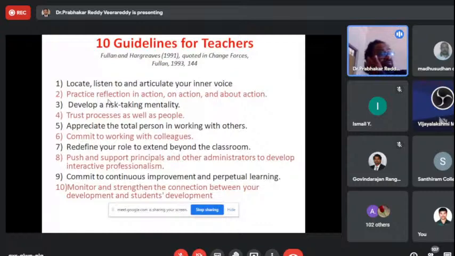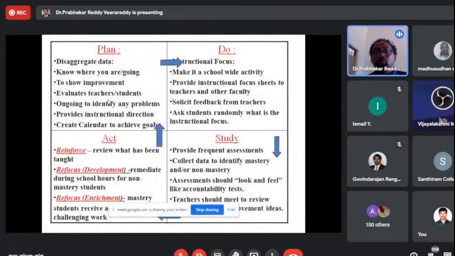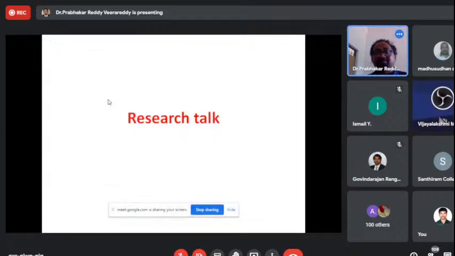Remember, nowadays teachers just go to class and come back. No. If you develop students, automatically your college will develop, your society will develop. That is the concept here. So 8 steps are there: test score, disaggregation, timeline development, instruction focus, assessment, tutorials, enrichment, maintenance, and monitoring. Plan, do, study, act. These 4 steps are very, very important.